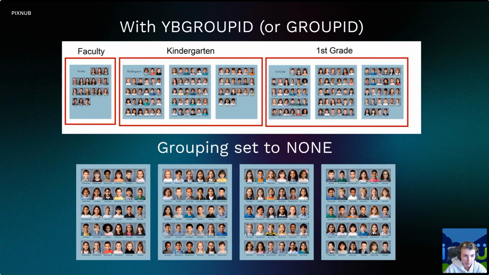So to give an example of what it looks like to use it with the YB group ID or none, you can see it here. They're all grouped together by grade versus all students grouped together.